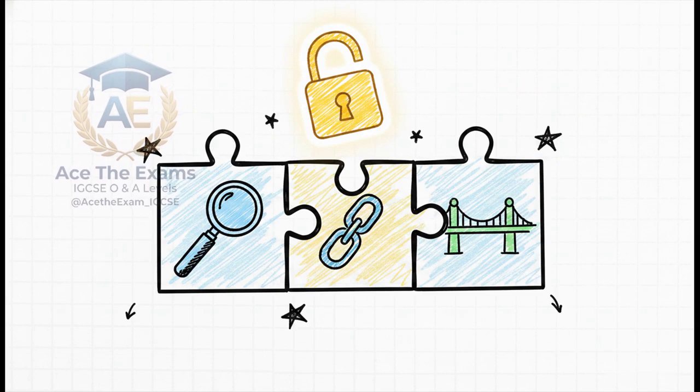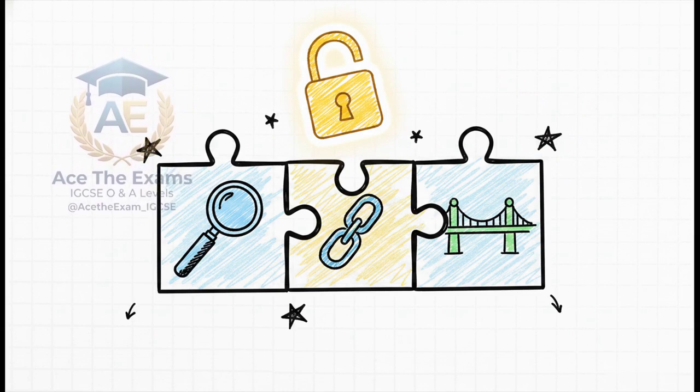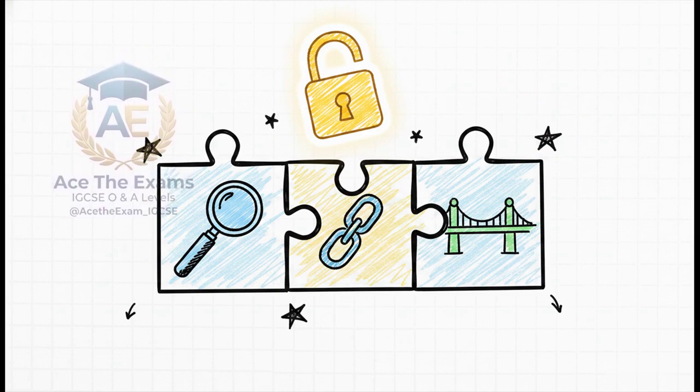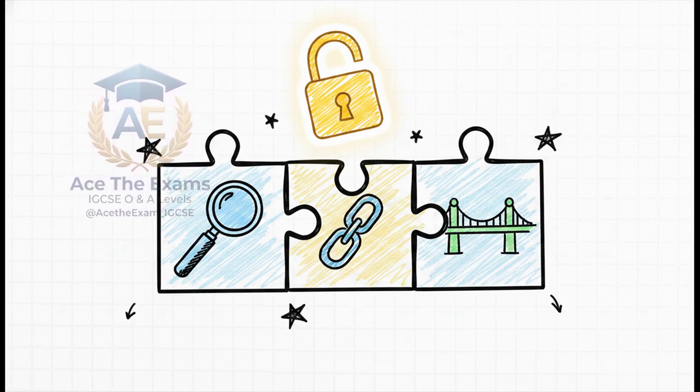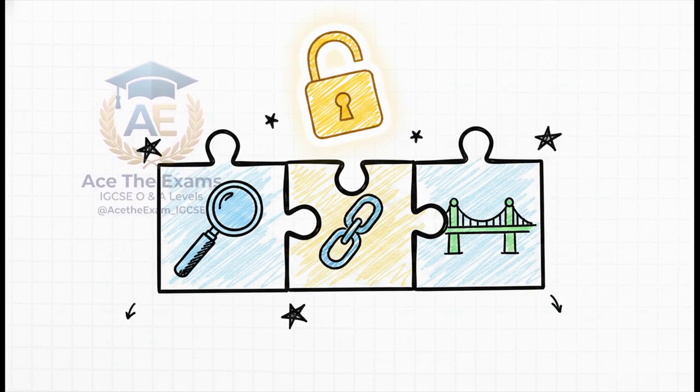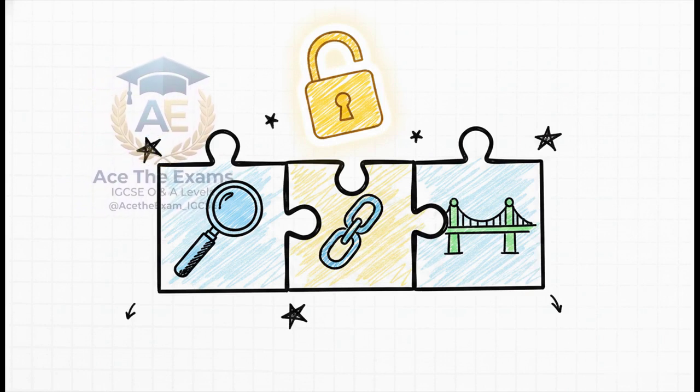Analyze means breaking down the mechanics, for instance, pulling apart exactly how a partnership's profit appropriation account functions step by step. But evaluate? That demands a hard judgment based on evidence. You have to weigh the pros and cons of an action to reach a definitive, justified conclusion.